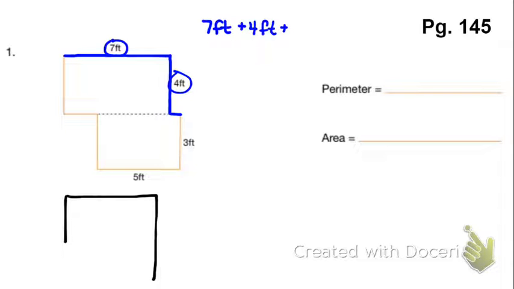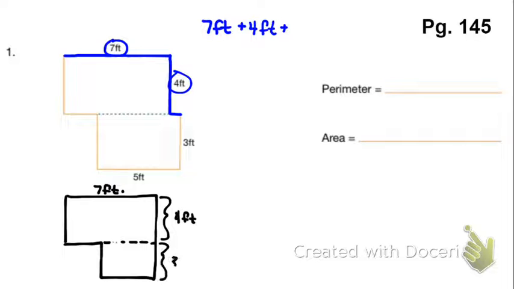Let me draw that a little bit better. If these were lined up perfectly, 7 feet, this bit here is 4 feet, 3 feet. Could you tell me how big this side is? How big is that? 2 feet, because we know down here is 5 feet. So this would have to be 2 feet, right?